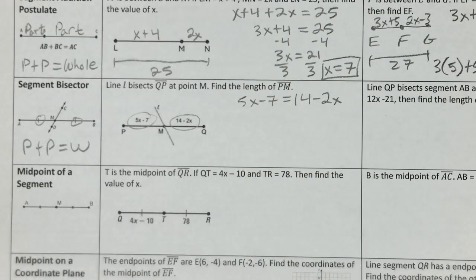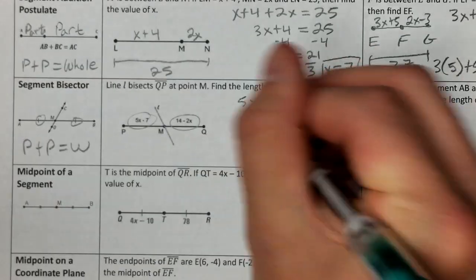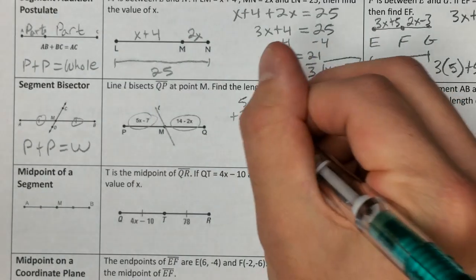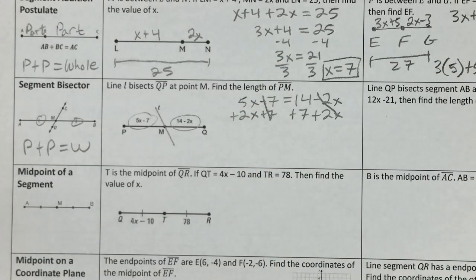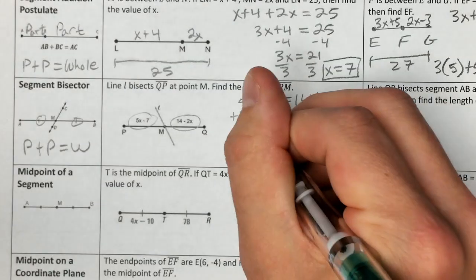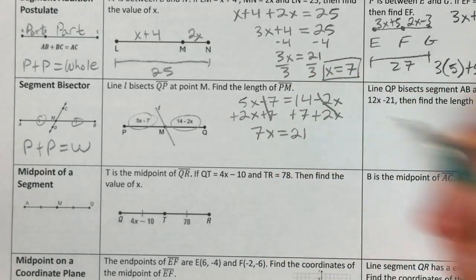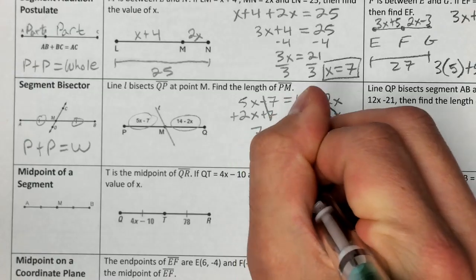5x minus 7 is equal to 14 minus 2x. I'm going to do 2 steps in one by adding 2x, so that cancels out my negative 2x. And then I'm going to add my 7, and it cancels out my negative 7. So I can go down. 5 plus 2x is going to give me 7x. 14 plus 7 is going to give me 21. And then I just divide by 7 on both sides to get x is equal to 3.